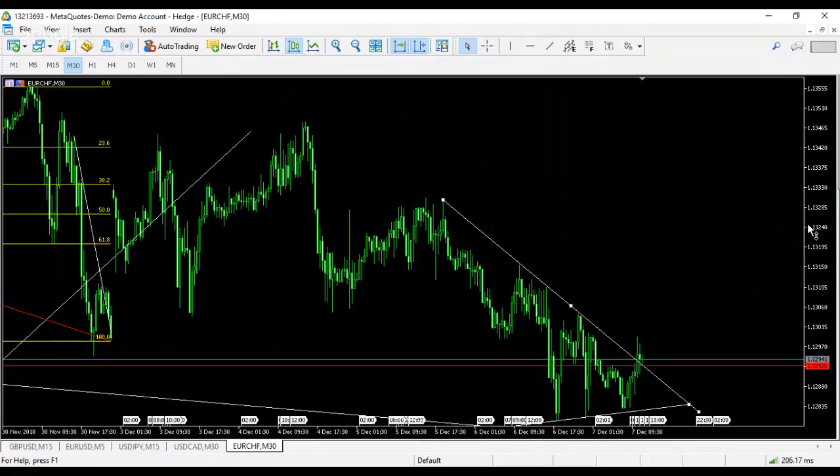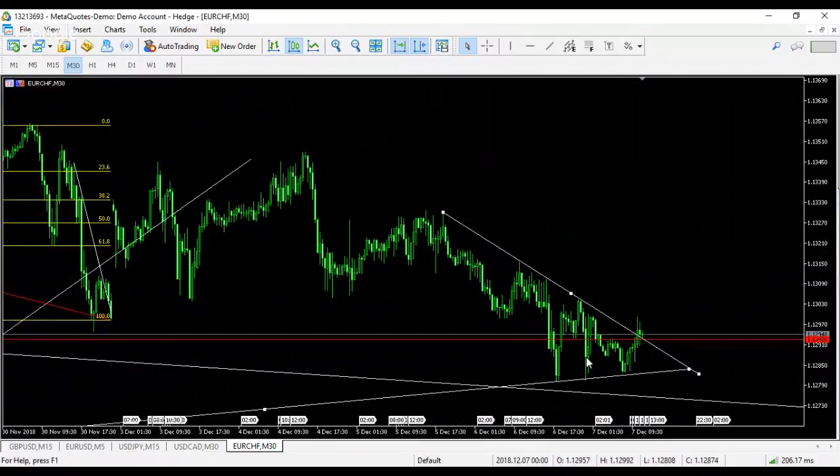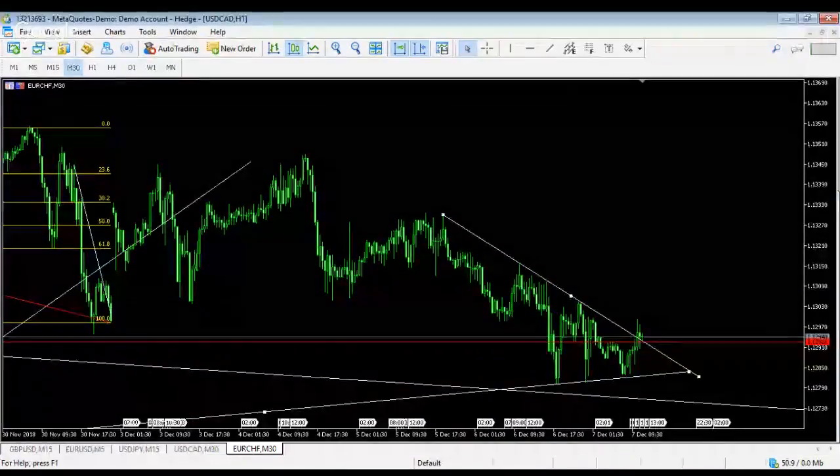As you can see here, we have a little bit of a retracement, and then it's going up and breaking the trend line going down. So it's very good. It's very good, guys.